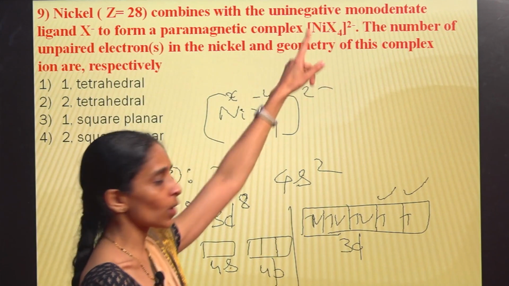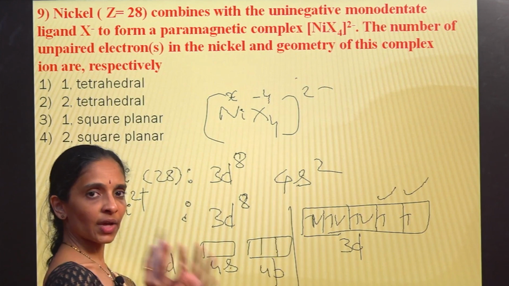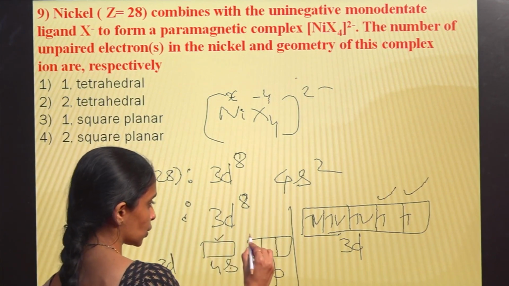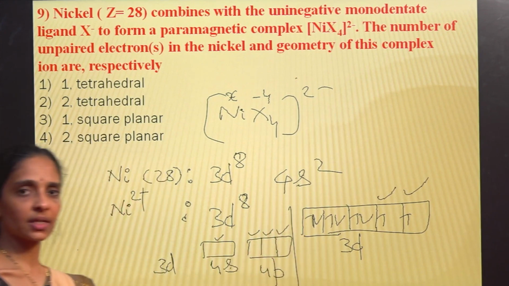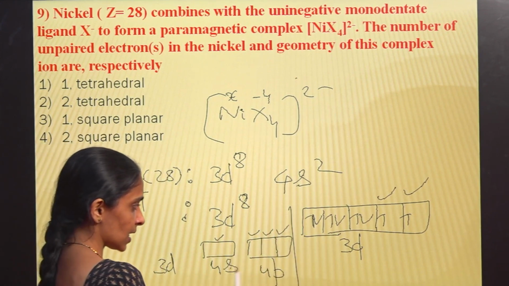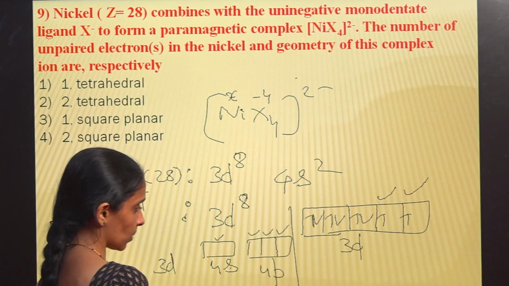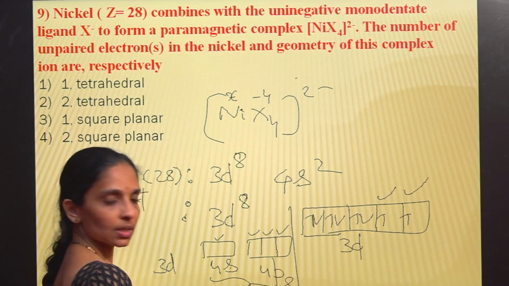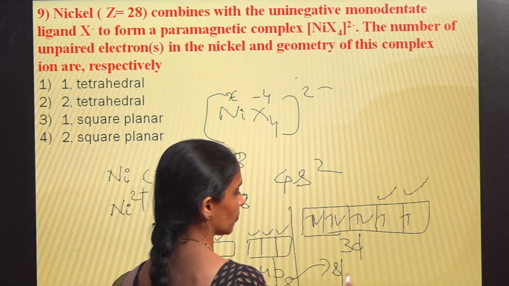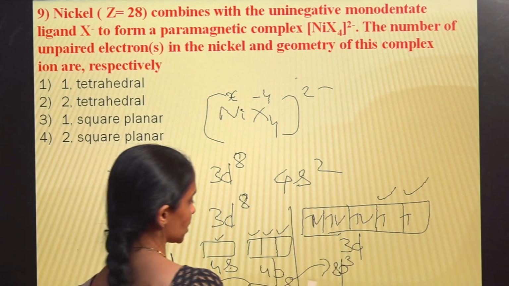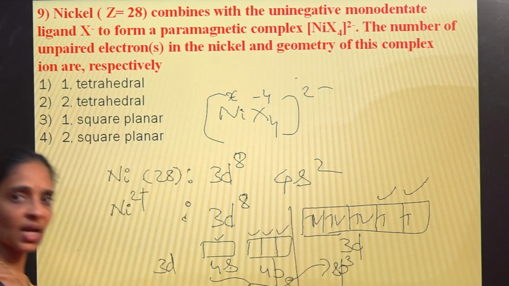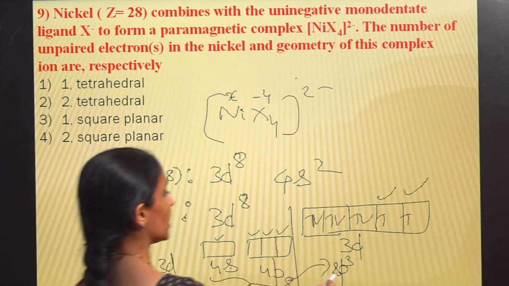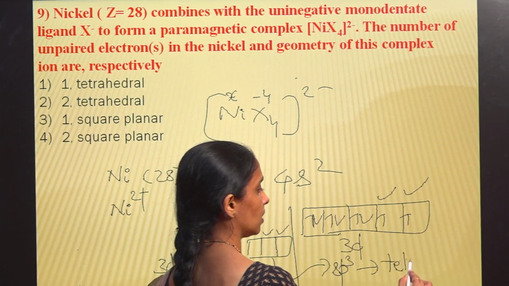There are totally 4 ligands. We have to accommodate 4 ligands, for which we need 1, 2, 3, 4 vacant orbitals. They are s and 3 p orbitals. That is why the hybridization is going to be sp3, and whenever the hybridization is sp3, the shape of the complex is tetrahedral.